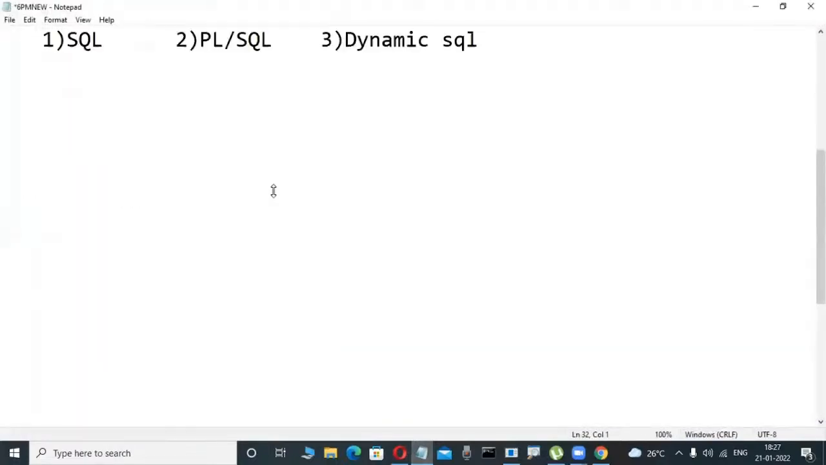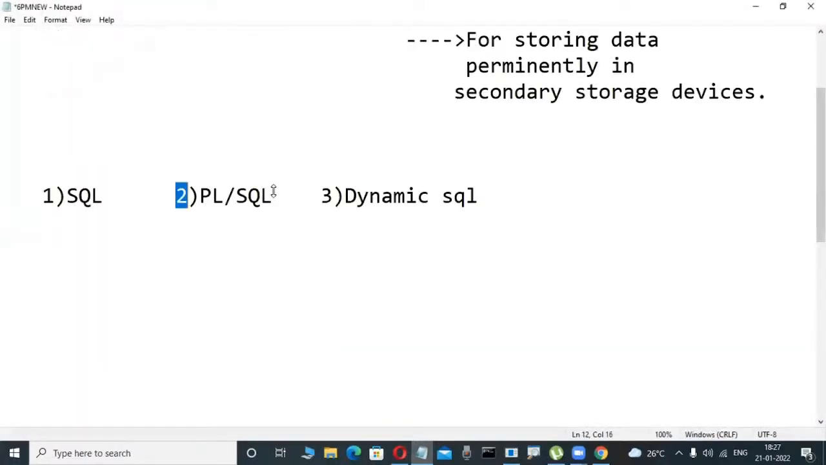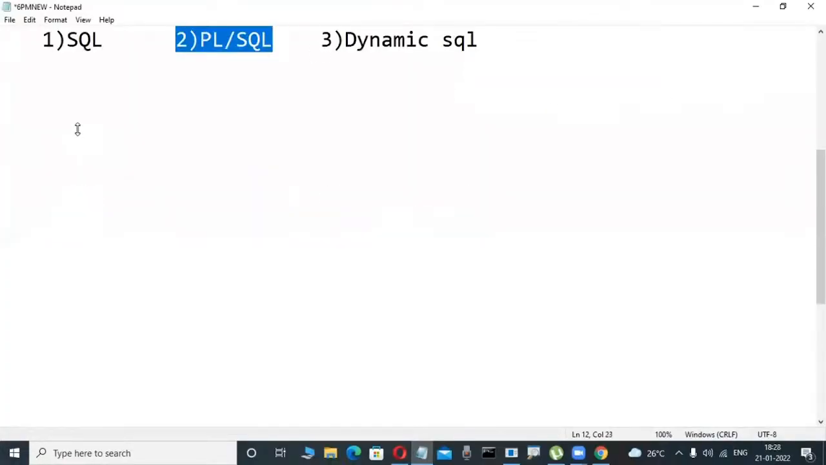Understood? Now check it out here. Slowly observe. Some fellows are asking about PLSQL coding, that's why I'm showing only that one. Just observe it here.